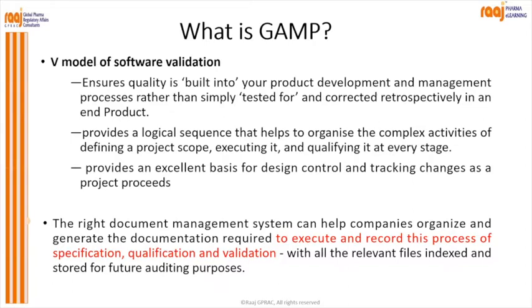The V model also provides, for software validation, a logical sequence that helps to organize the complex activities of defining a project scope, executing it, and qualifying at each and every stage, which provides an excellent basis for design control and tracking design changes as a project proceeds. So the right document management system can help companies organize and generate the documentation required to execute and record this process of specification, qualification, and validation.